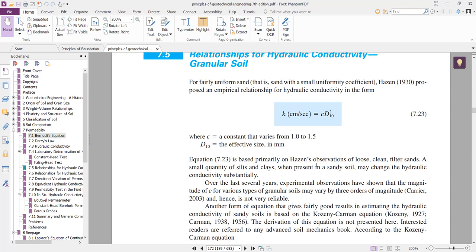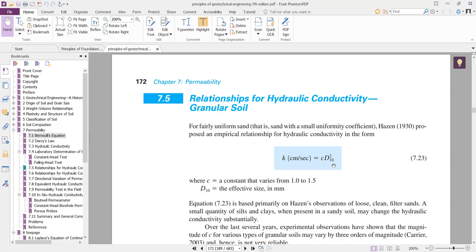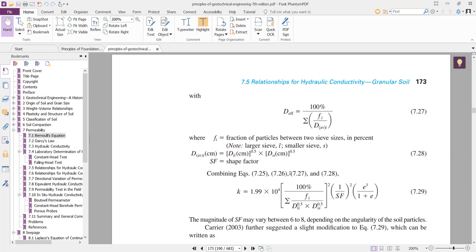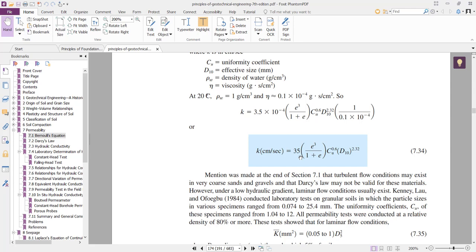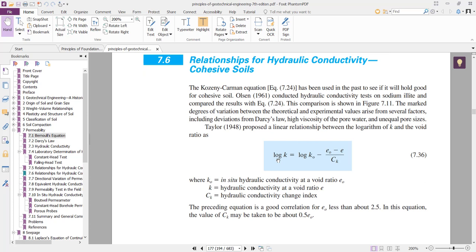So there are relations between hydraulic conductivity and some other tests, like for example the sieve analysis. We can get from the sieve analysis the diameter of the sieve that passed 10% of the soil, and we just multiply this by c, which is a constant from 1 to 1.5, and we can get our coefficient of permeability. There are a lot of correlations, as we can see here. This is another correlation. We can use this correlation for calculating our coefficient of permeability.